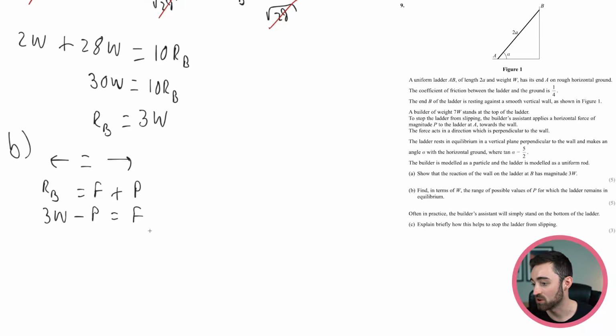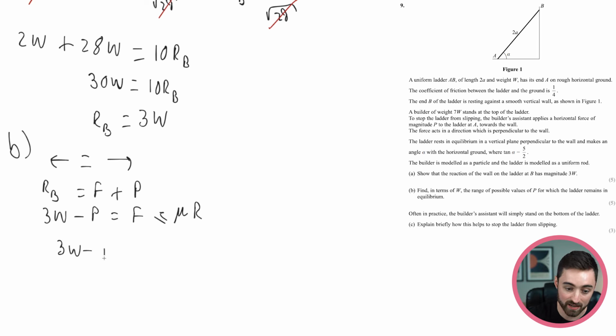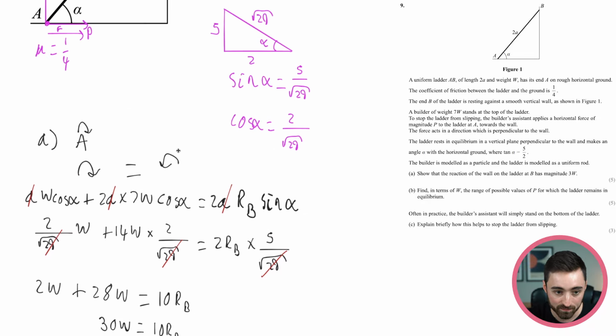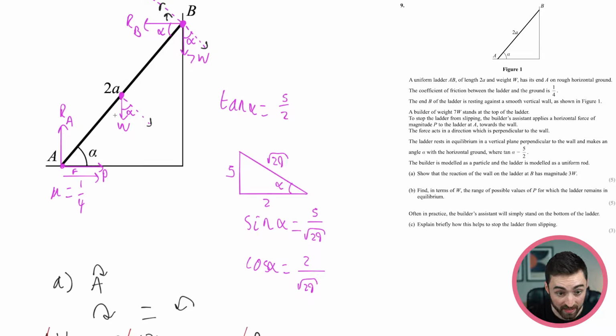Now, is there anything that says it's in limiting equilibrium or anything like that? I don't believe it is. When it says it's in limiting equilibrium, then we can say F is equal to mu R, but it doesn't say that here, meaning that F is going to be less than or equal to mu R. So this F is going to be less than or equal to mu R, okay? Meaning that 3W minus P is going to be less than or equal to mu R. Now, this R is the reaction force at A, because the friction is at A, okay? Meaning that we need to work this out.